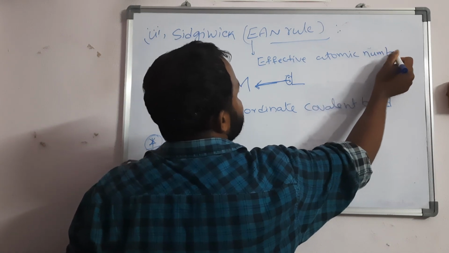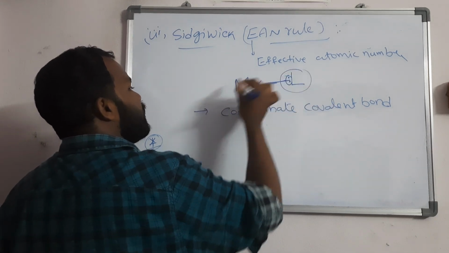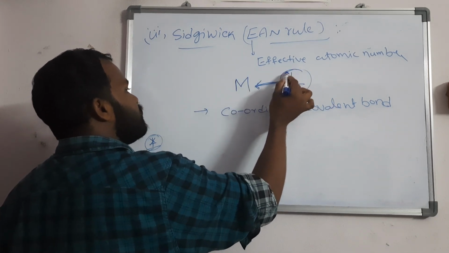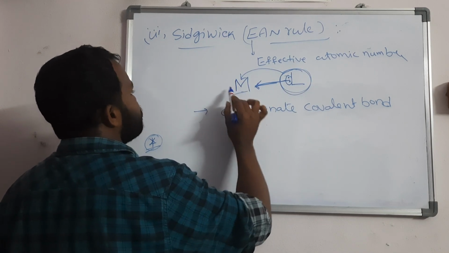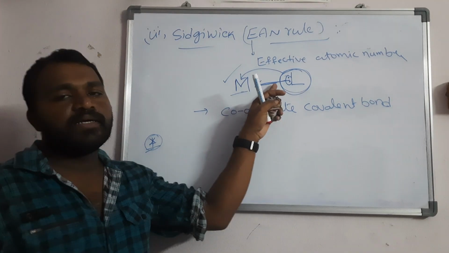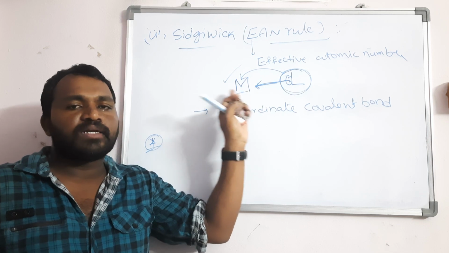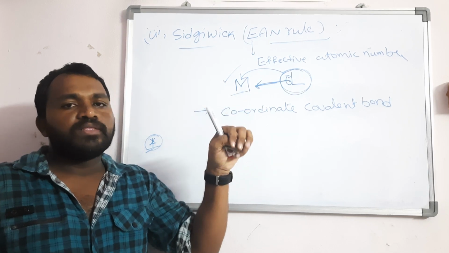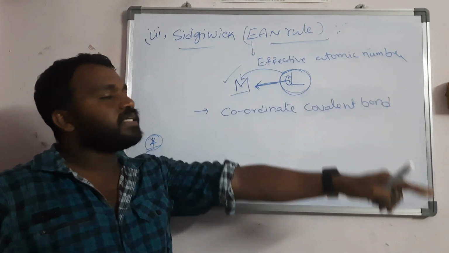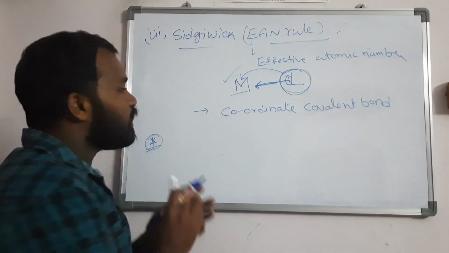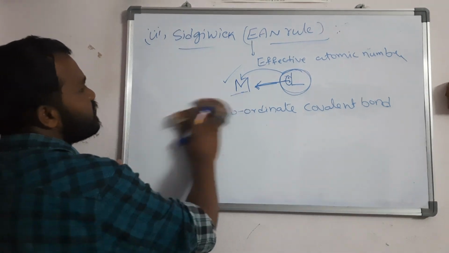The concept here is that the ligand donates a pair of electrons to the metal. Hence the number of electrons on the metal atom increases. So the total number of electrons present in the metal is called the EAN, the effective atomic number.